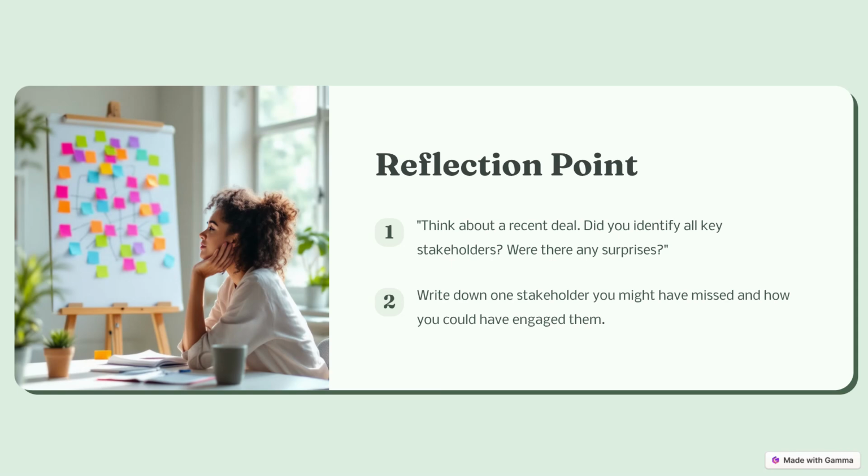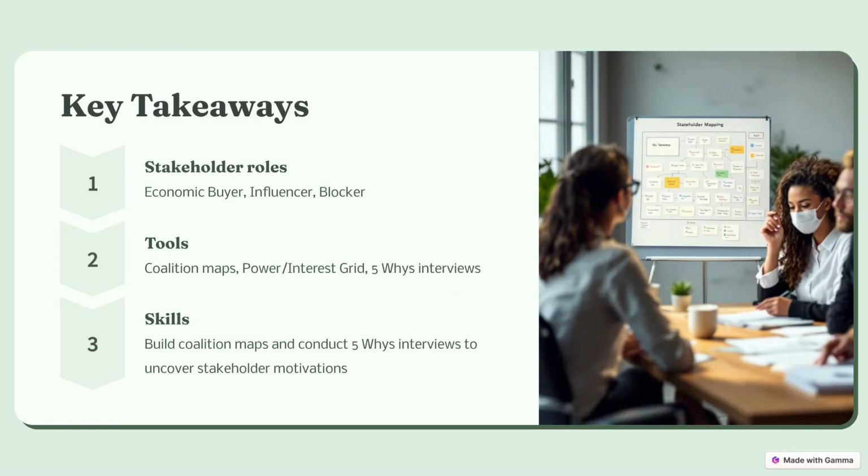Let's recap. Stakeholder roles: economic buyer, influencer, blocker. Tools: coalition maps, power/interest grid, 5 wise interviews. By mastering these skills, you'll build stronger relationships and close deals faster.